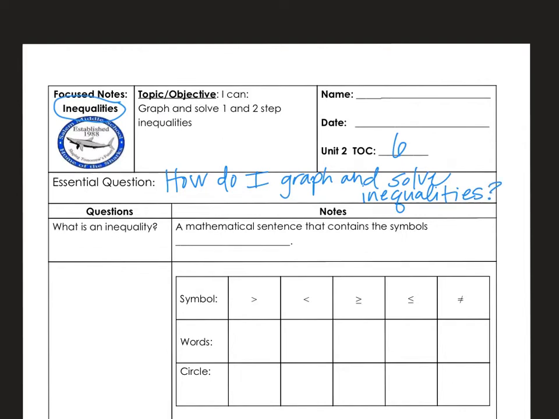All right, so what is an inequality? It's a mathematical sentence that contains the symbols, and I'm just going to list them. I will explain what they mean in just a few minutes. All right, so go ahead and write those 5 symbols down.